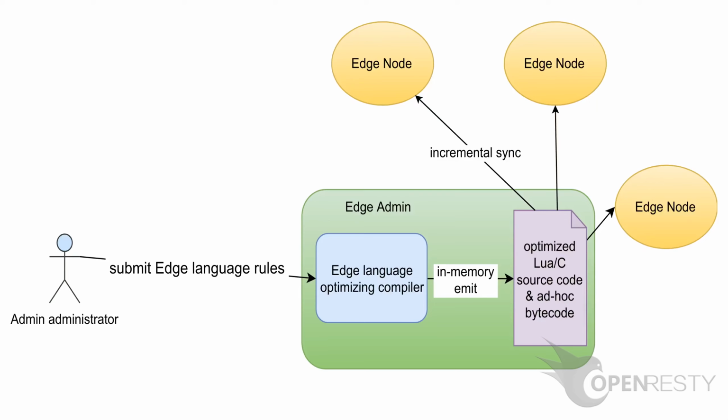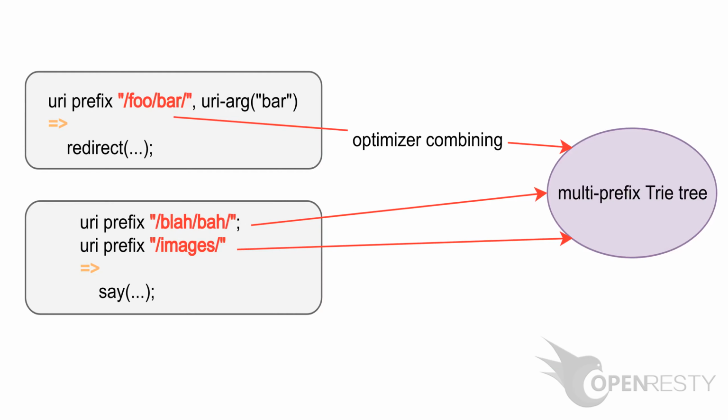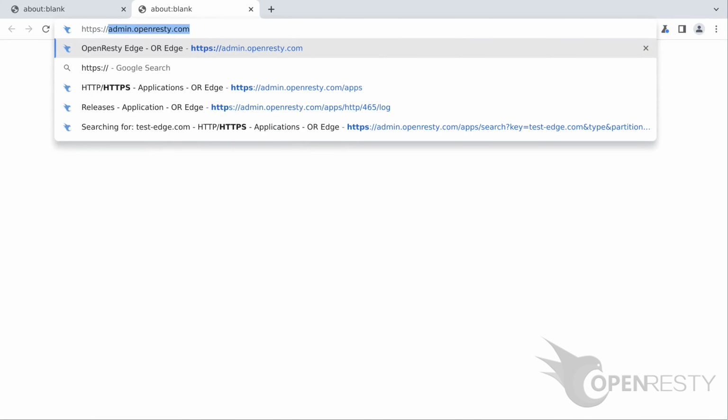For example, the EdgeLang compiler emits efficient native code running on gateway servers. The EdgeLang compiler is extremely efficient. It implements many advanced optimization techniques. It supports combining regular expressions referenced by all the EdgeLang rules into a single state machine. This way, it can immediately know which rules and which parts of those rules are matched by scanning the request data only once. It also supports combining constant string prefix and suffix patterns into single tree data structures across all the EdgeLang rules. Let's go to a web console of OpenResty Edge.